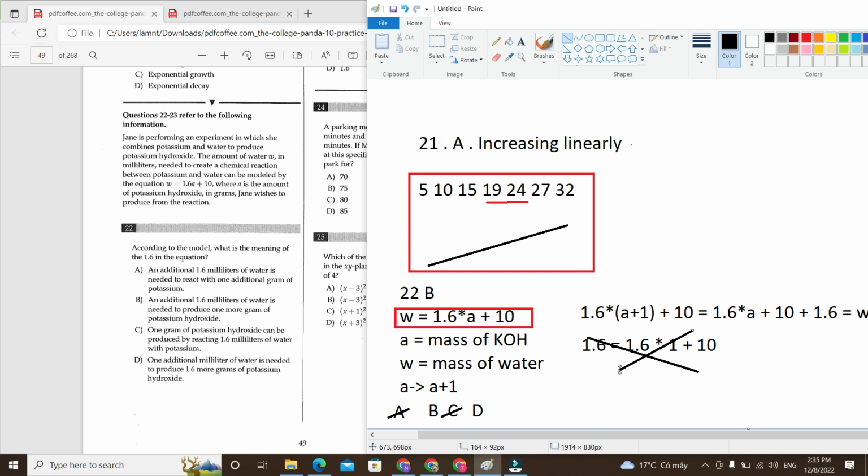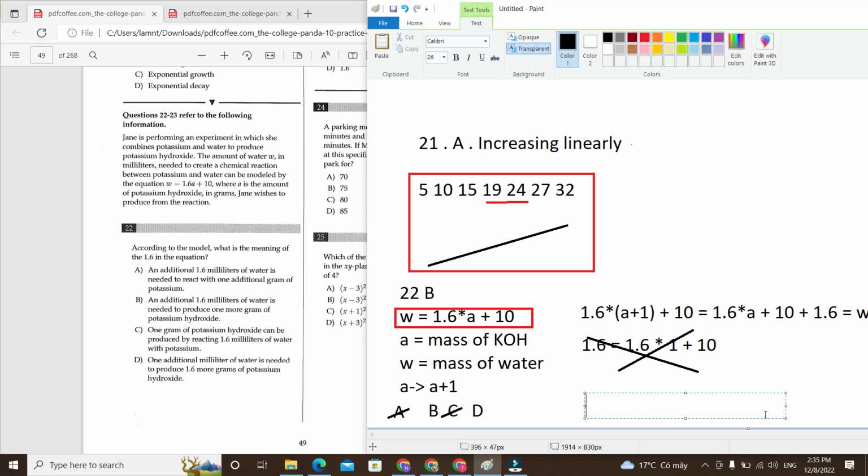And D, an additional milliliter of water is needed to produce 1.6 more gram of potassium hydroxide. Okay, so now if you want to produce 1.6 more gram of potassium hydroxide, mass of potassium hydroxide is A, right? So it's equal to 1.6 times A plus how much? 1.6 more gram of potassium hydroxide. So 1.6, and that puts 10, and that should be 1.6A plus 10.